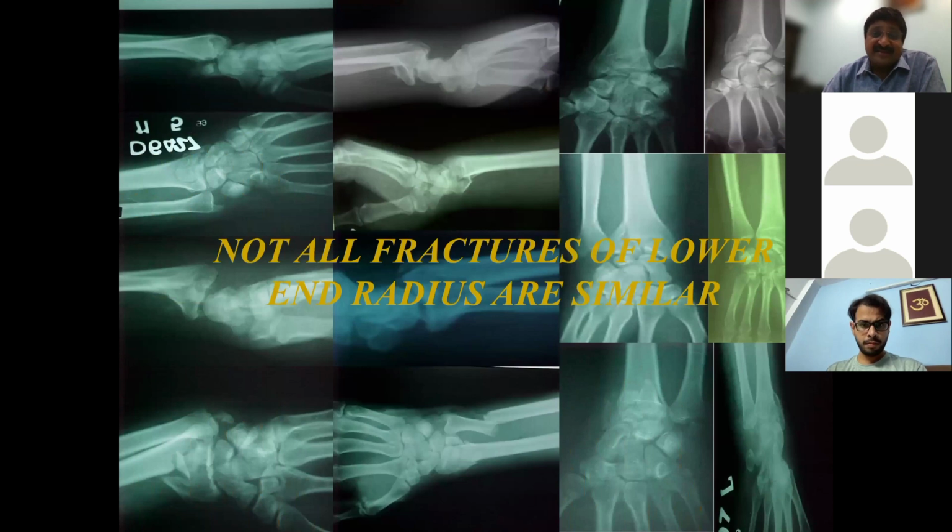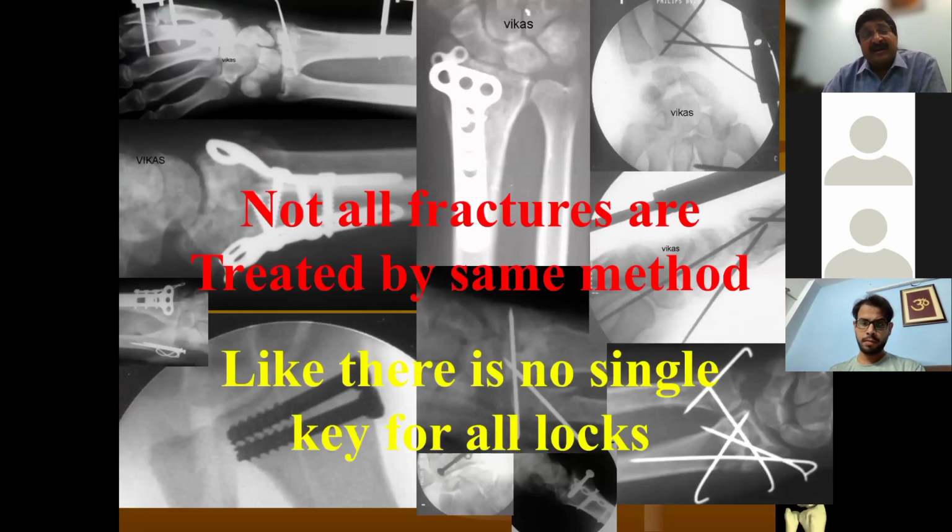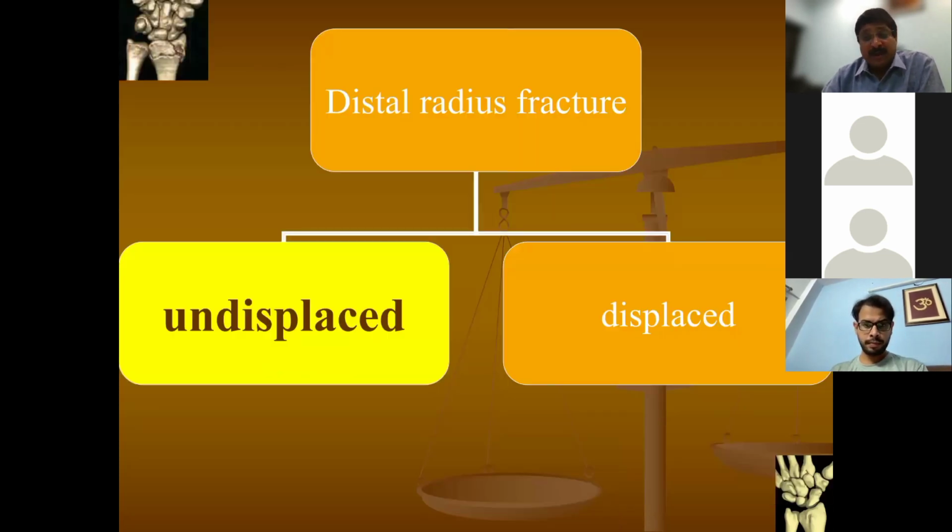As we can see in this slide, not all fractures of lower end radius are similar. Some are volar Barton, some are comminuted, some are undisplaced, some are displaced extra-articular fractures. Therefore, the treatment for lower end radius cannot be a single method. There is no single key for all locks. So according to the fracture configuration, the treatment has to be done. This is what we are going to do in this part of the talk.